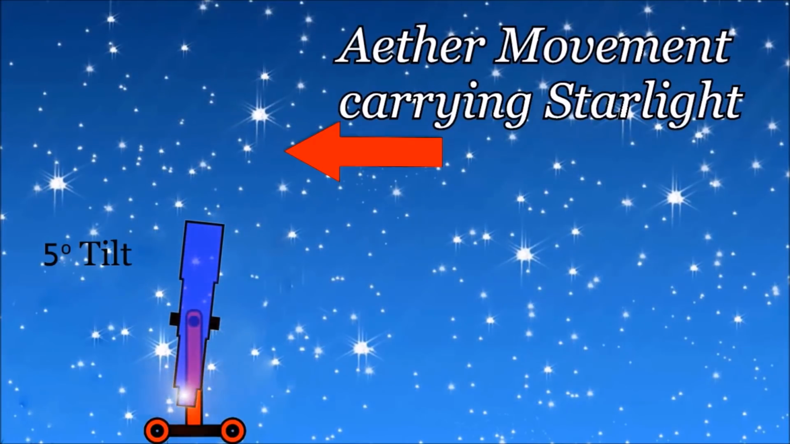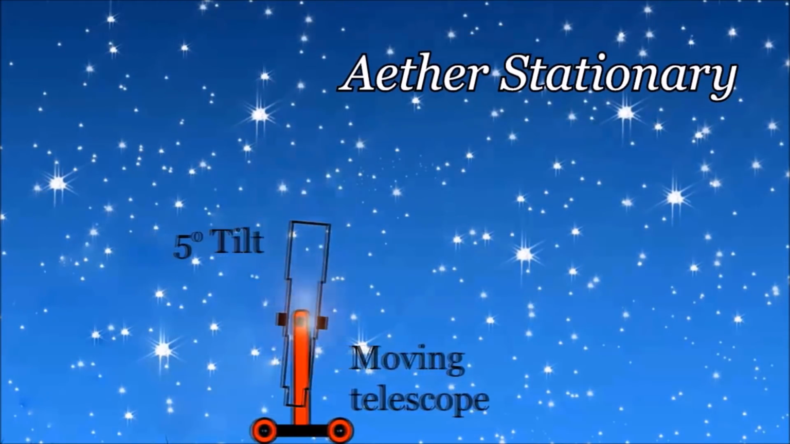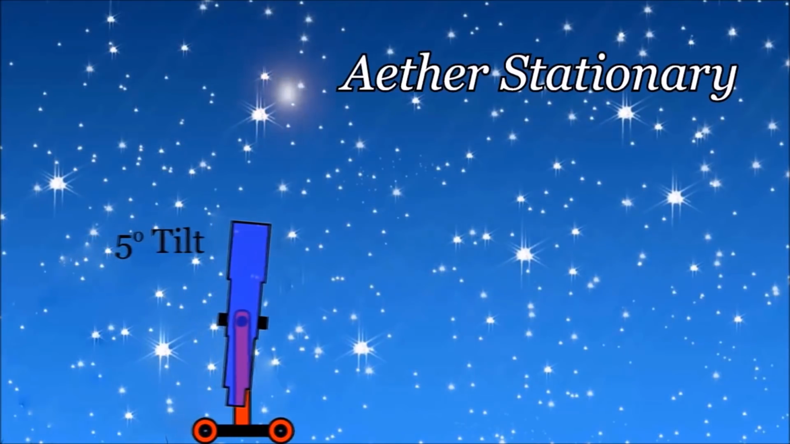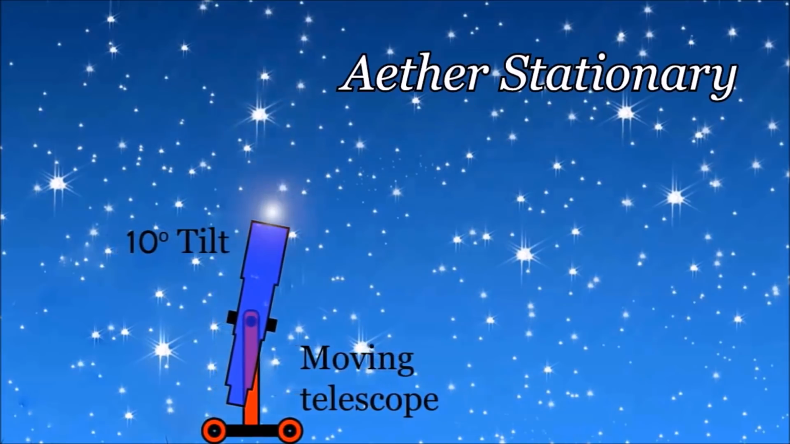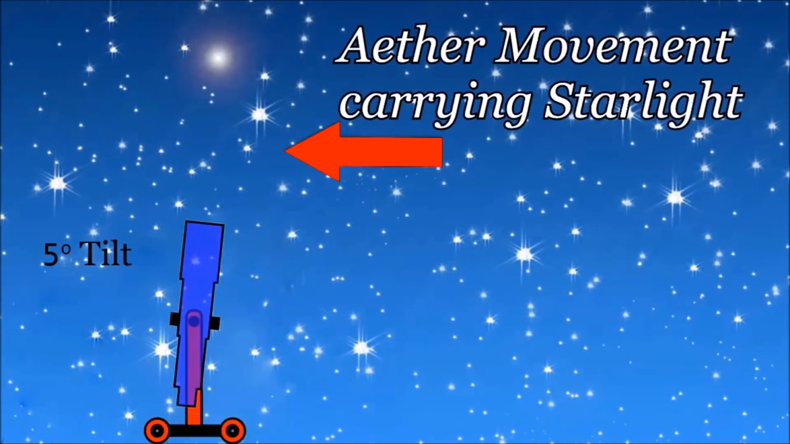To recap, if it is the telescope that is moving, then when it is filled with water, it has to be tipped further to see the star. If the telescope is stationary and the starlight drifting past us, then it does not have to be tipped further.